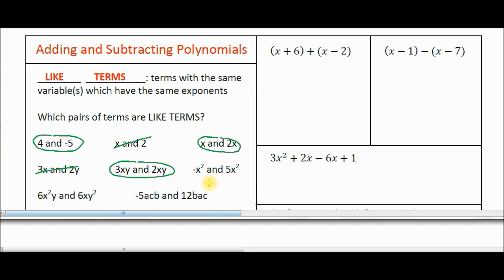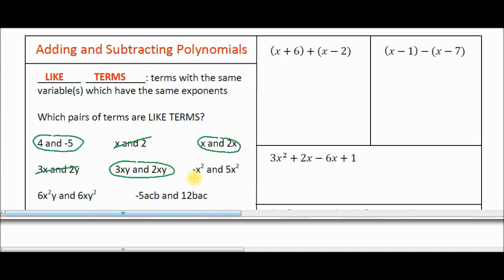How about this? This might be a little more difficult. Negative x squared and 5x squared. Now the 5 in 5x squared is a coefficient. We can just disregard that. This has x to the second power as a variable. And this has negative x to the second power. And some of you might think, oh, those aren't like terms. One's positive and one's negative. But think about this, class. This negative in front of the x squared just means negative 1 times x squared. Negative 1 times x squared is negative x squared.